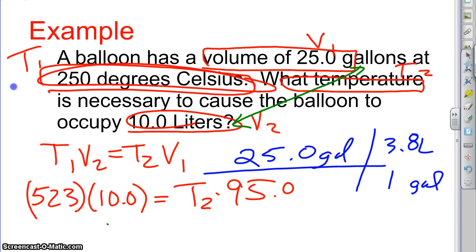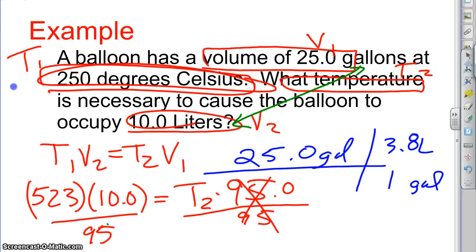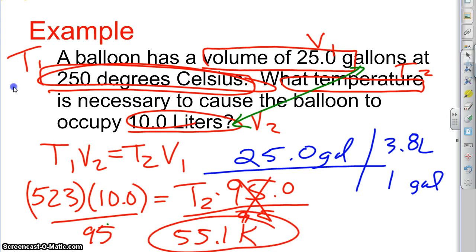I have my Kelvin temperature, and so now I'm going to divide both sides by 95 to solve for my temperature. So 523 times 10 divided by 95 gives me an answer to 3 sig figs of 55.1. Not gallons, what am I talking about? We found a temperature. Temperature is kelvins. So that's a really cold balloon. So I believe that should work, and that is how you do a Charles' law problem.